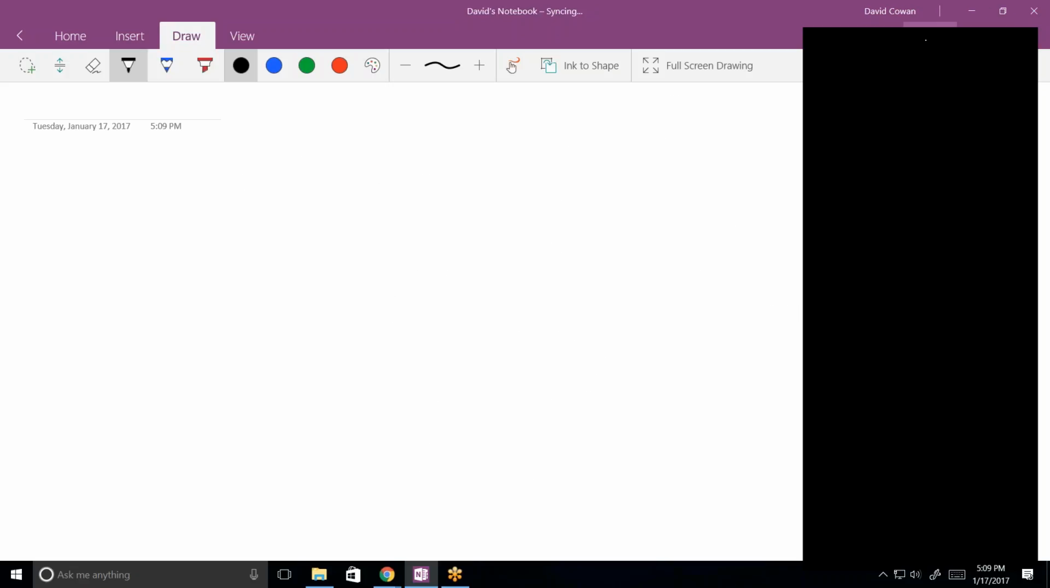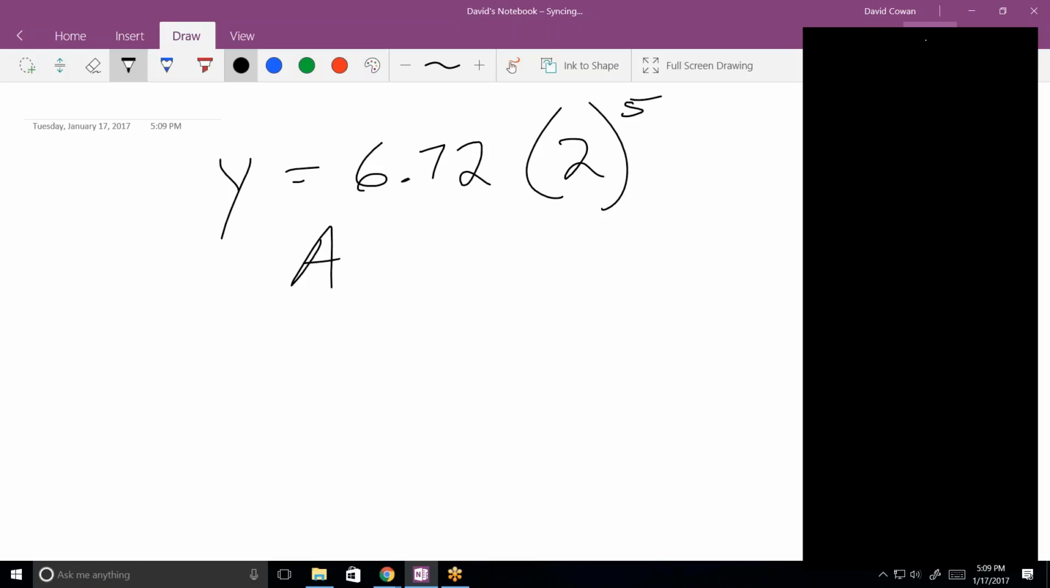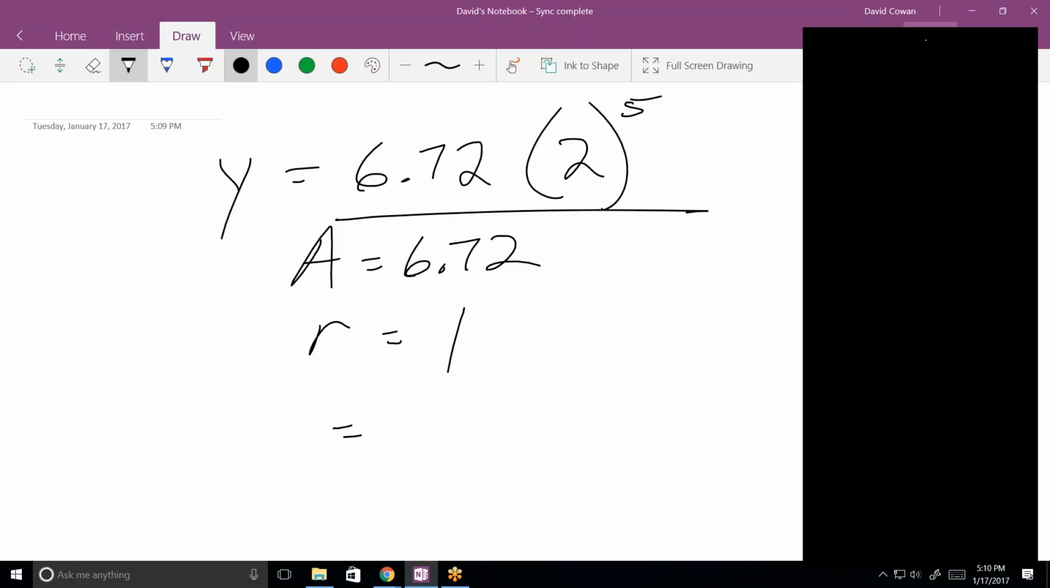Okay, what else? y equals 6.72 times 2 to the power of 5. What's A? 6.72. What's R? That would be 1. Good. And what's the answer? It'd be 32 times 6.72, 215. I was going to say neighborhood of 200.